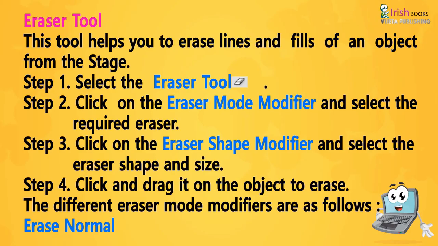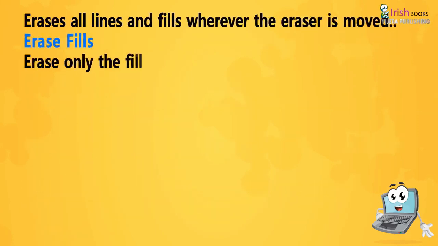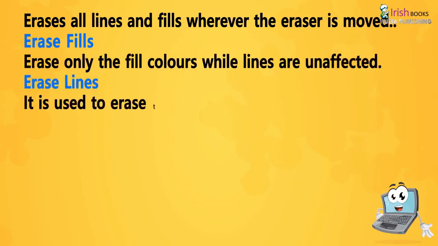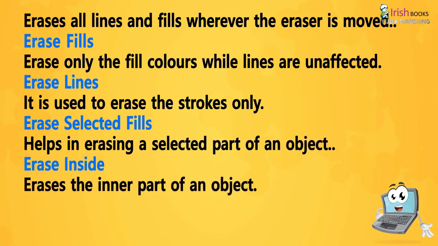The different eraser mode modifiers are as follows. Erase normal. Erases all lines and fills wherever the eraser is moved. Erase fills. Erase only the fill colors while lines are unaffected. Erase lines. It is used to erase the strokes only. Erase selected fills. Helps in erasing a selected part of an object. Erase inside. Erases the inner part of an object.